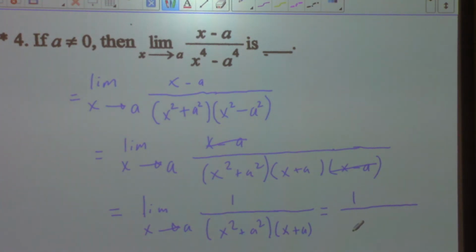Since it'd be a squared plus a squared, would that just be 2a squared? Yeah, 2a squared, and then 2a times 2a. And so that's going to be equal to 1 over 4a cubed. So that would be it.